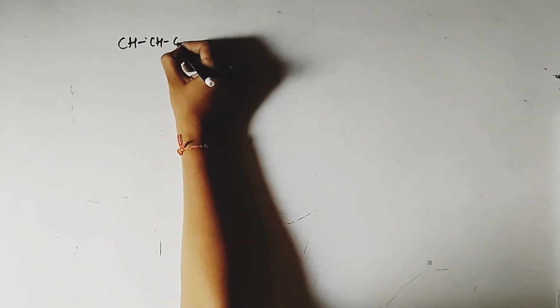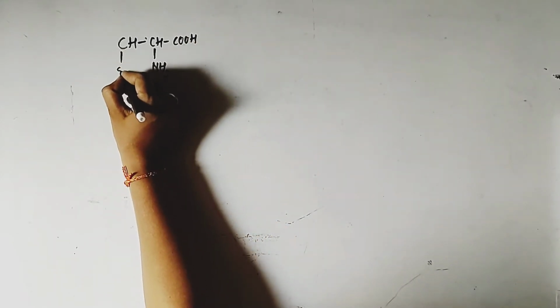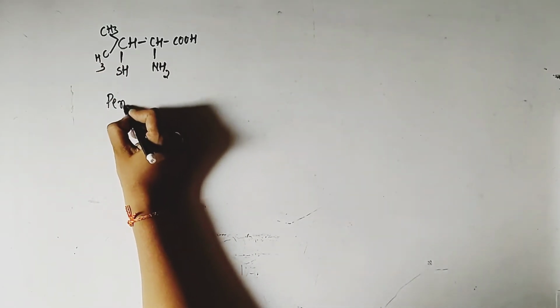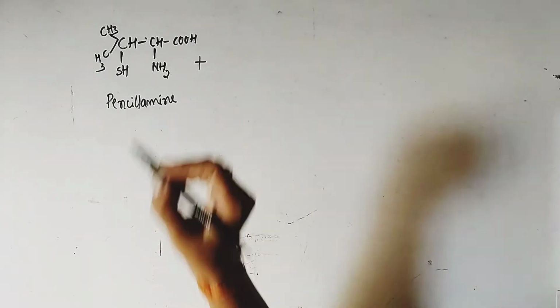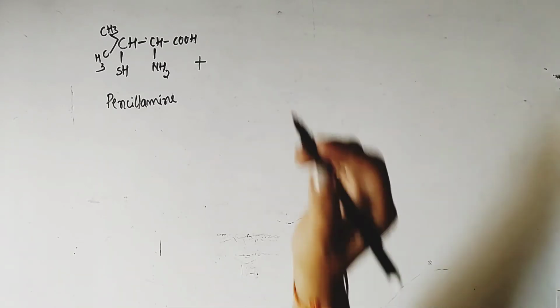Okay, now we will move towards the synthesis of penicillin. Penicillin is synthesized from penicillamine and tertiary butyl phthalimide malonaldehyde. Penicillamine is CH, CH, COOH, here NH2 and SH, and CH3, CH3. So this is penicillamine, and it is reacted with tertiary butyl phthalimide malonaldehyde.